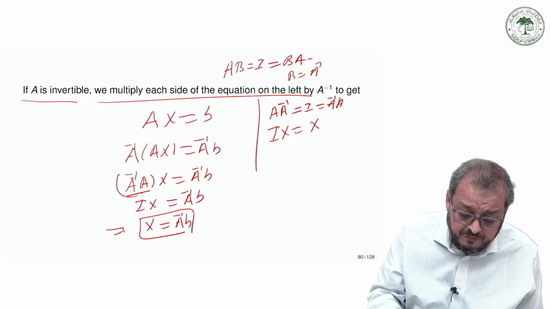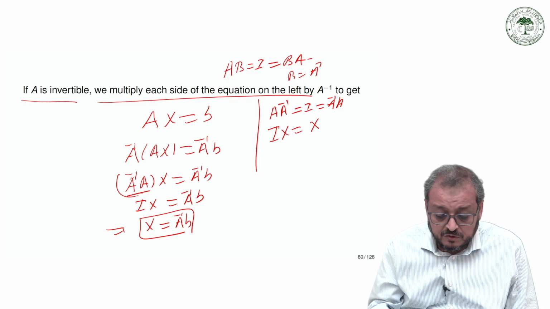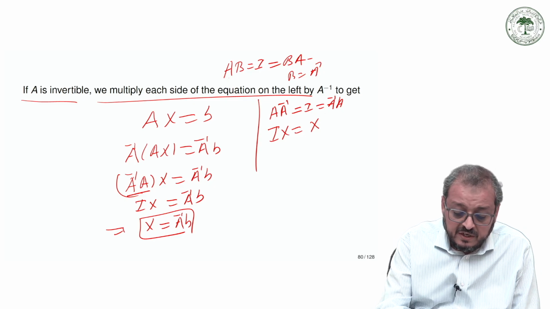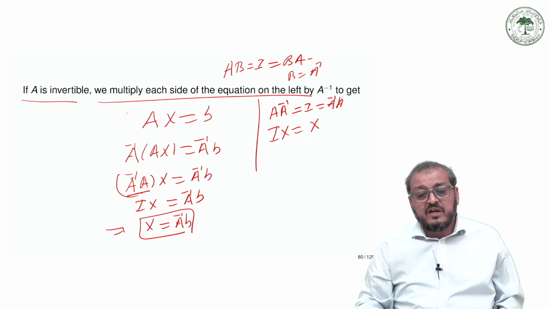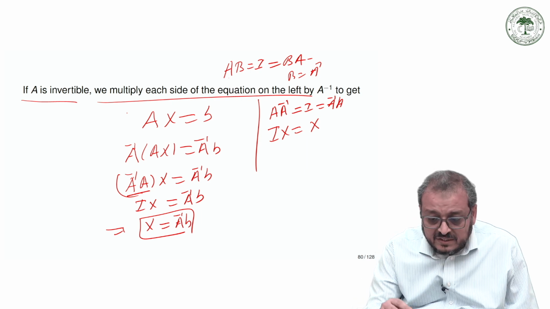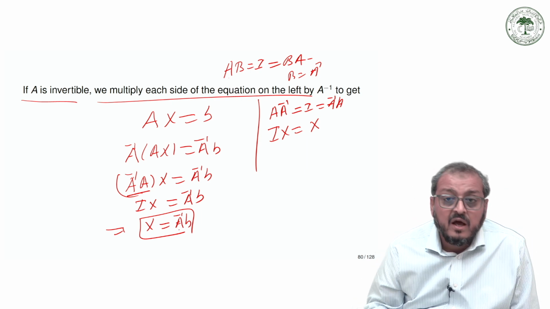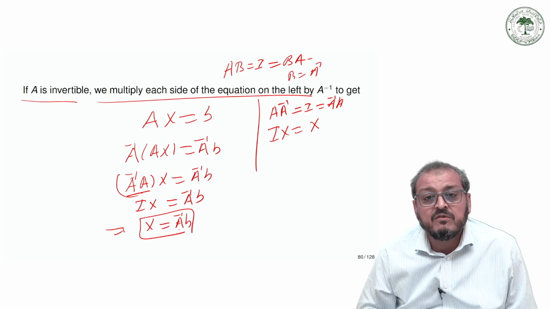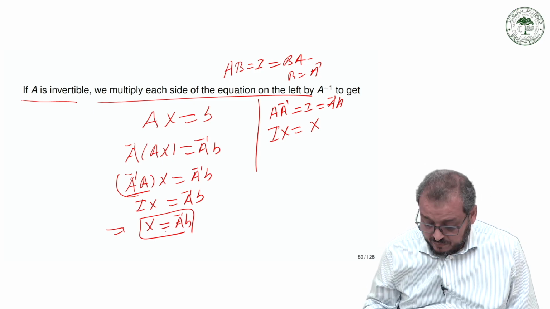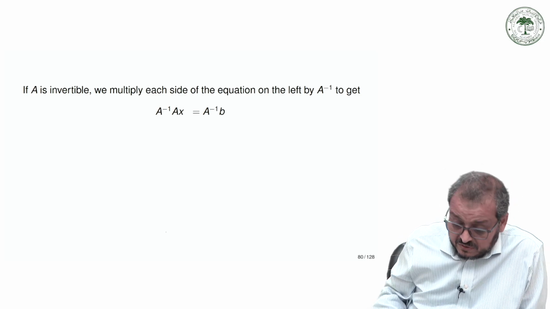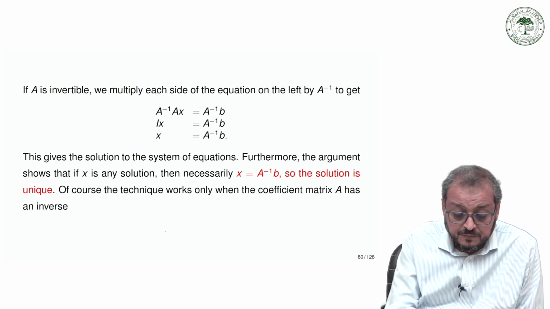So if we find the inverse by the inverse method, and the coefficient matrix is invertible, then the inverse exists, and that means the solution of the given system of equations can be written as x = A inverse B. For example, we have just this.